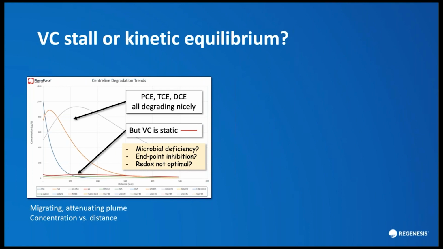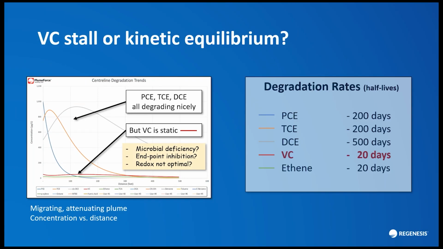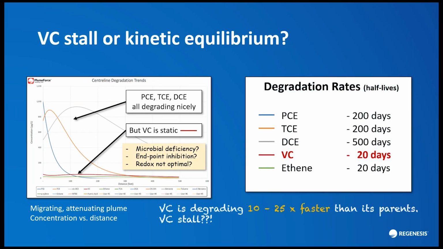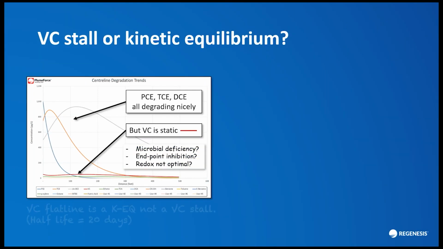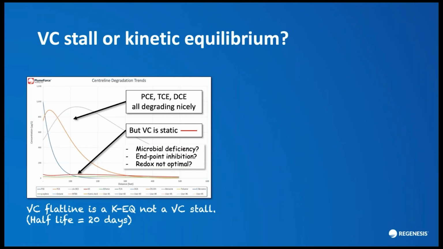Is it a microbial deficiency, endpoint inhibition? Maybe the redox isn't optimal. Well, in reality, in this case, these are the degradation rates that I've put in there. The vinyl chloride has a half-life of 20 days. It's 10 to 25 times faster than its parent degradation. So it looks like a stall, but it is not a stall. As we've seen, the vinyl chloride flatline is a kinetic equilibrium. It's moving fast.